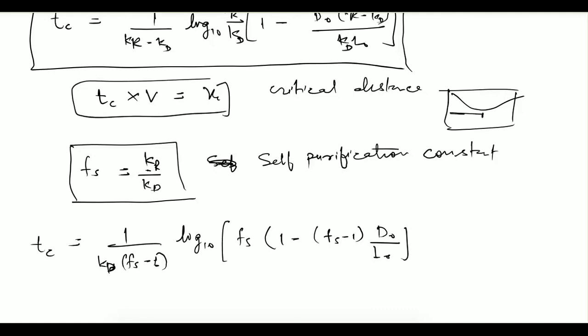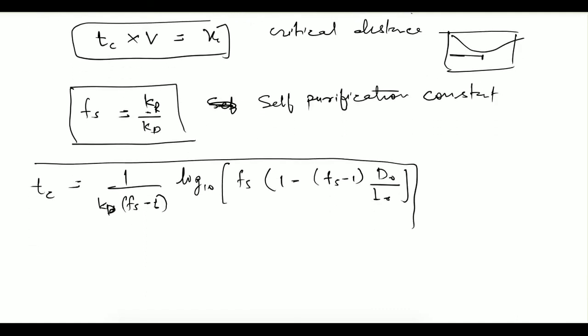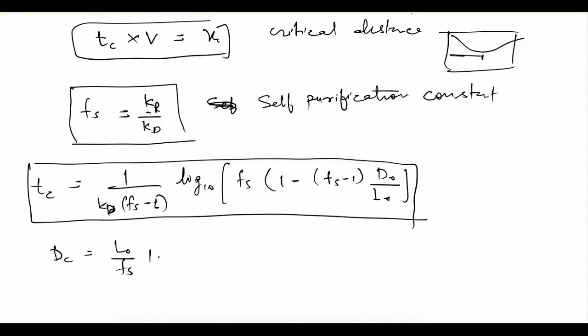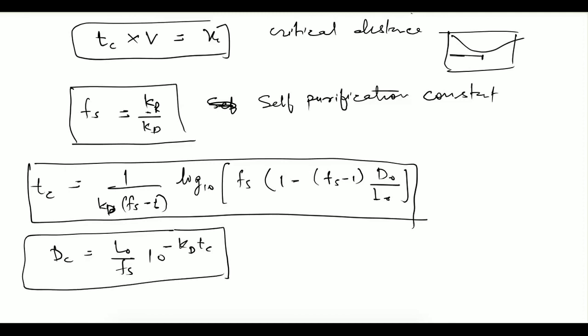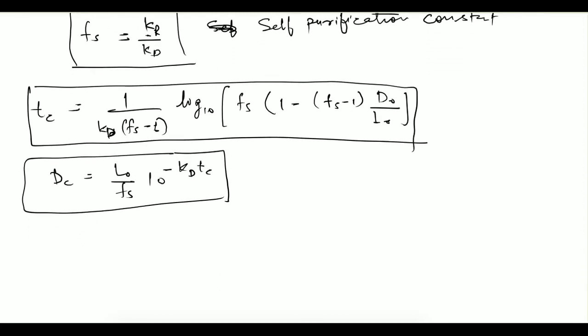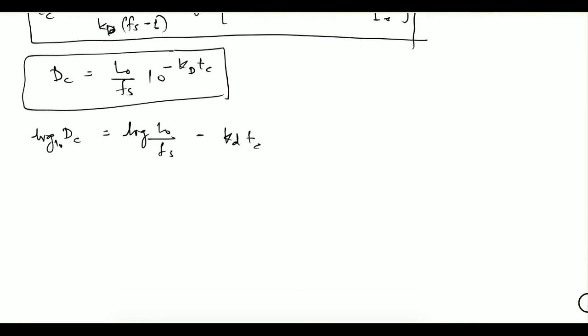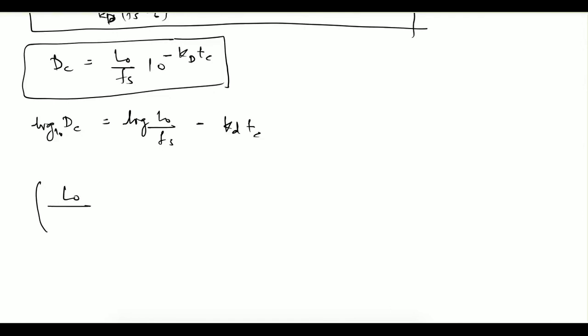This is the equation for tc. And similarly Dc is given as L naught upon fs into 10 to the power minus kd into tc. You can write either in base e or base 10 depending upon how it is asked in a question. And one more equation, using this one only: if you take the log of this, log Dc base 10 is equal to log of L naught upon fs minus kd into tc. If you further solve it, this final form comes: L naught upon fs into Dc to the power fs minus 1 is equal to fs into 1 minus (fs minus 1) D naught upon L naught.